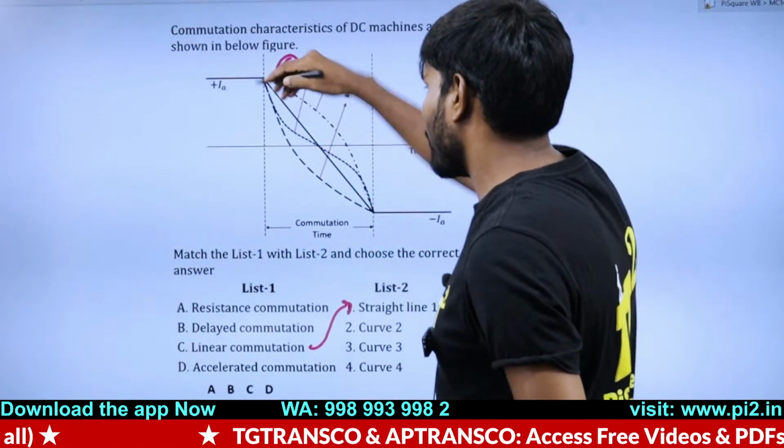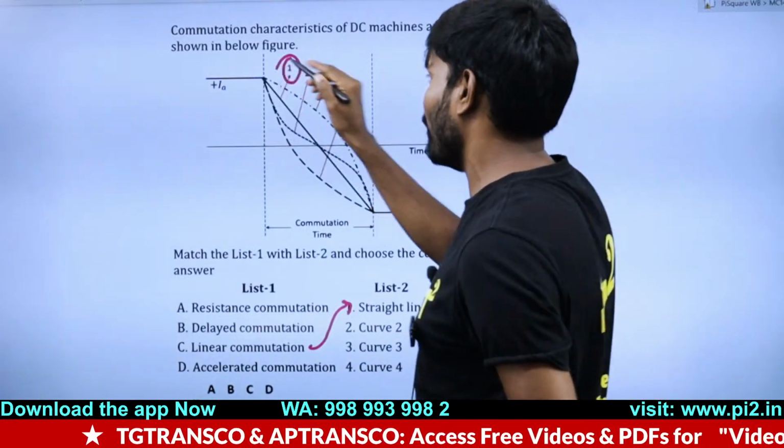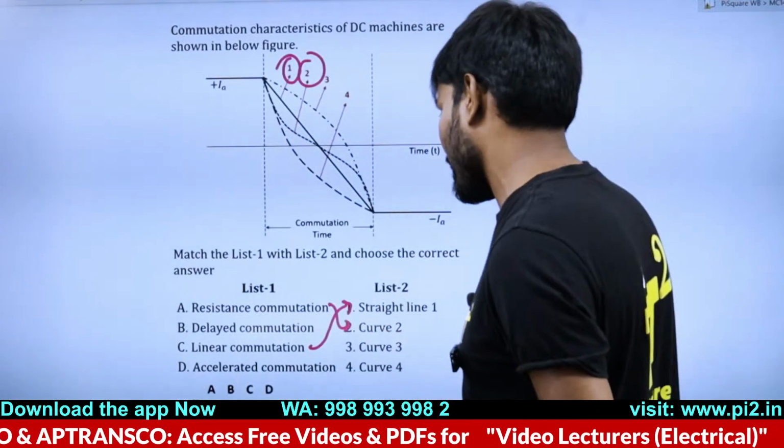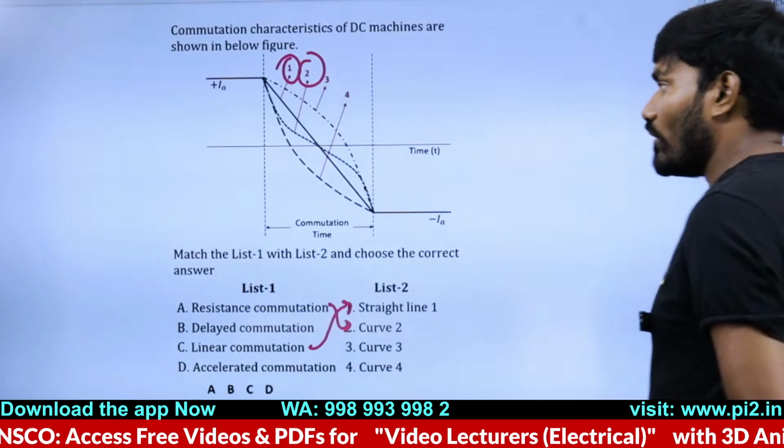So resistance commutation is this nice curve. This is a resistance commutation. Resistance commutation is curve 2. Yes, like this. Now delayed commutation.